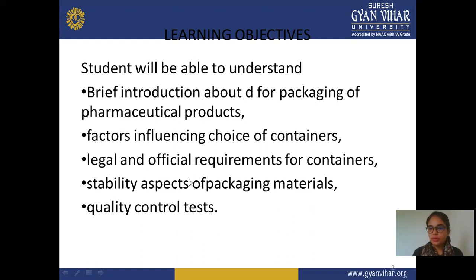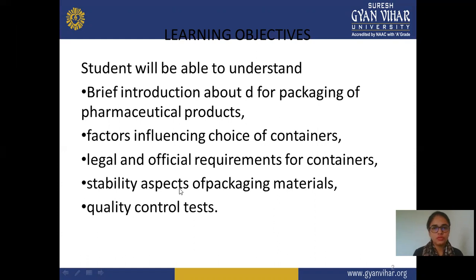Next is legal and official requirements for containers, how you select them. We covered different guidelines for the selection of packaging material. Next is the stability aspect of packaging material. We already covered glass stability study, because we covered only glass as a packaging material so far, and the remaining packaging materials we cover today. In this we check the stability study of the remaining containers. And next is quality control tests, how you perform these quality control tests of packaging material. So these are the learning objectives for today's lecture.